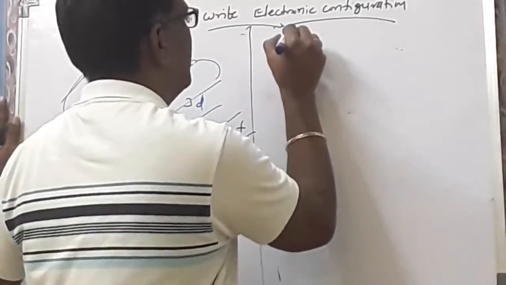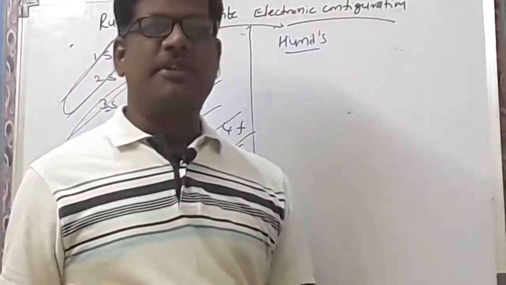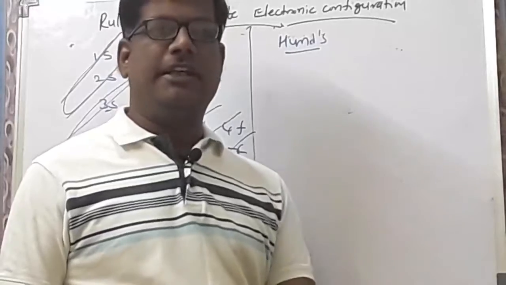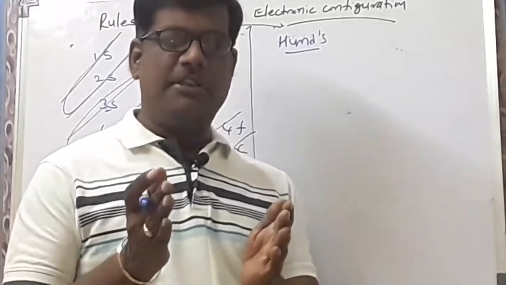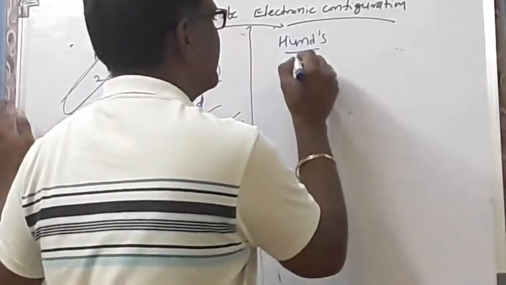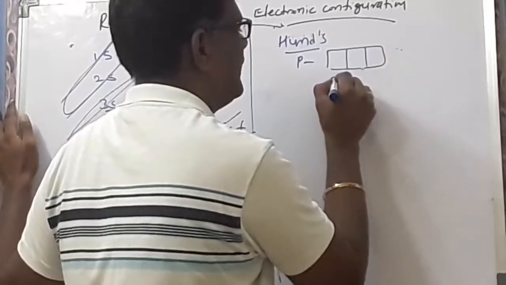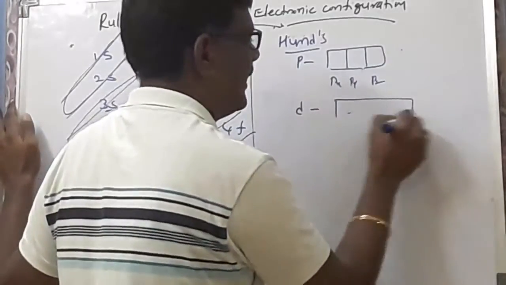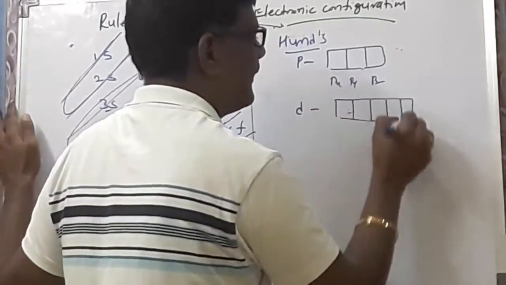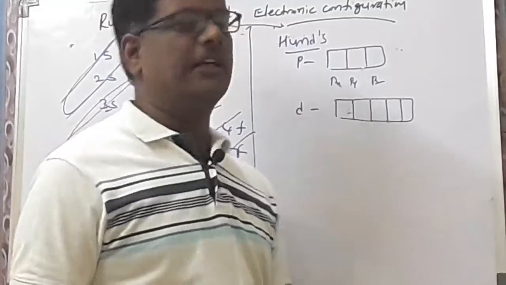Last and final one, Hund's principle. Hund's principle is applicable whenever degenerate orbitals are available. What is a degenerate orbital? Orbitals which have the same energy. For example, p orbitals have the same energy: px, py, pz, three orientations. The d orbital has five orientations. All five orientations have the same energy, which are called degenerate orbitals.